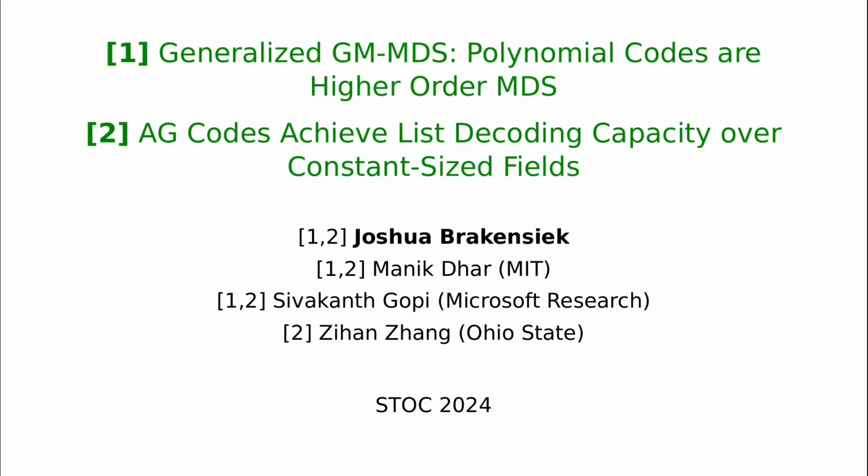I am here to present two papers. The first is Generalized GM-MDS, Polynomial Codes or Higher Order MDS. The second paper is AG Codes Achieve List Decoding Capacity over Constant-Sized Fields. These papers are joint work with Manik Dar, Sivakanth Gopi, and Zihan Zhang.